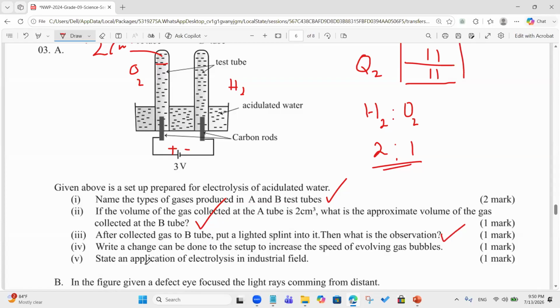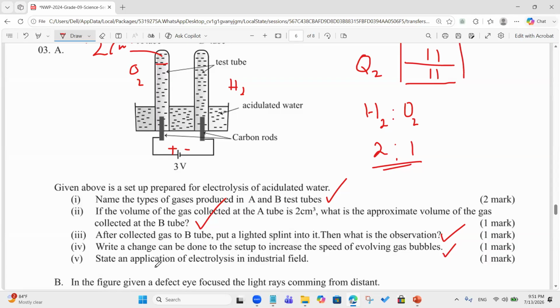1 mark. Write a change that can be done to the setup to increase the speed of evolving gas bubbles. Increasing the voltage. Yes, very good. You can increase the voltage, right? Or you can supply high current.